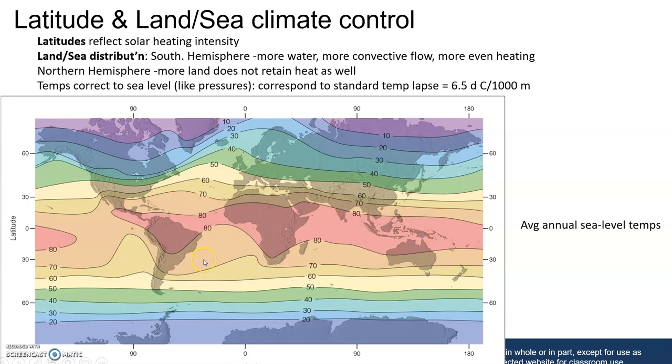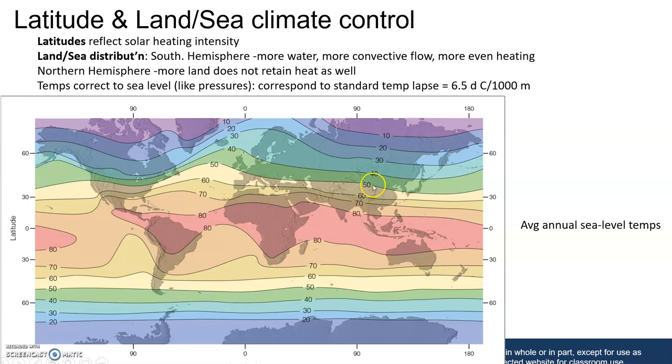More ocean in the southern hemisphere means more convective flow to heat, so more even heating in this area. And more land in the northern hemisphere means that that land is going to lose and emit that heat at a faster rate. Remember our soil experiments. So you need to also keep in mind when you look at these isotherms that these are all temperatures that are corrected to sea level temperatures. Remember, we corrected sea level pressures that accounted for elevation? Well, we're accounting for elevation on sea level temperatures as well.